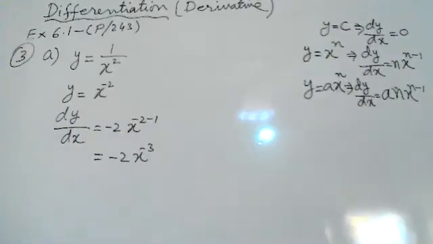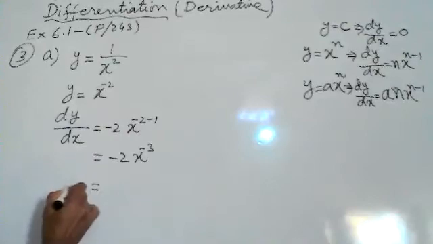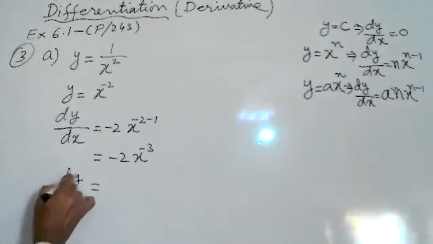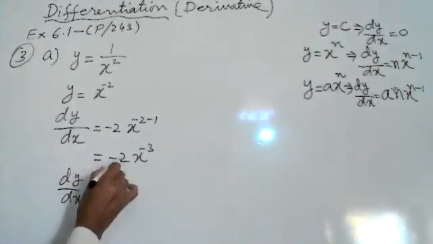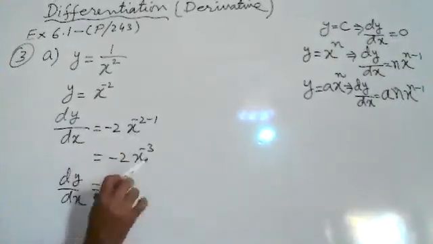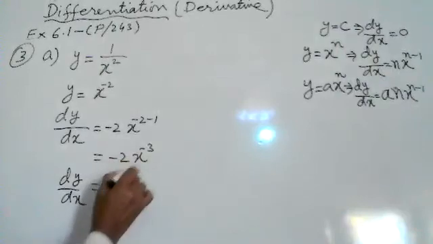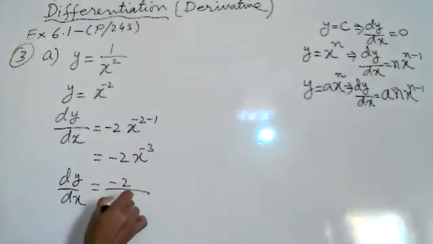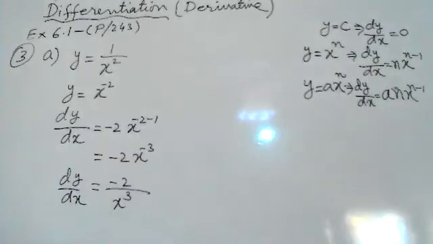Now from the negative index we have to bring it down. So dy upon dx will become minus 2 as it is, it stays on top, its power is positive 1 so it will not come down, its power is negative so it will come down, x raised to power 3. So minus 2 upon x raised to power 3 is the answer.